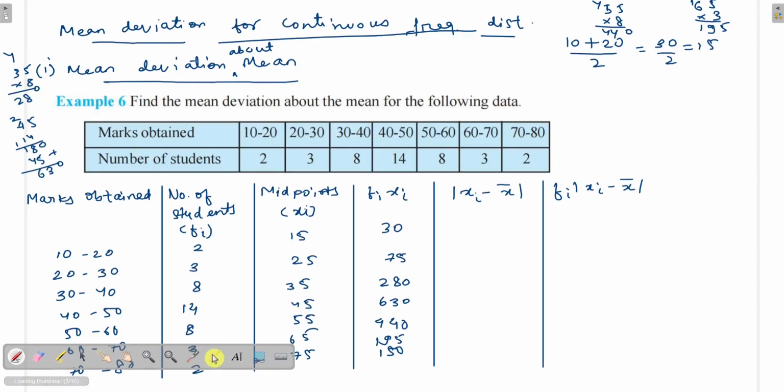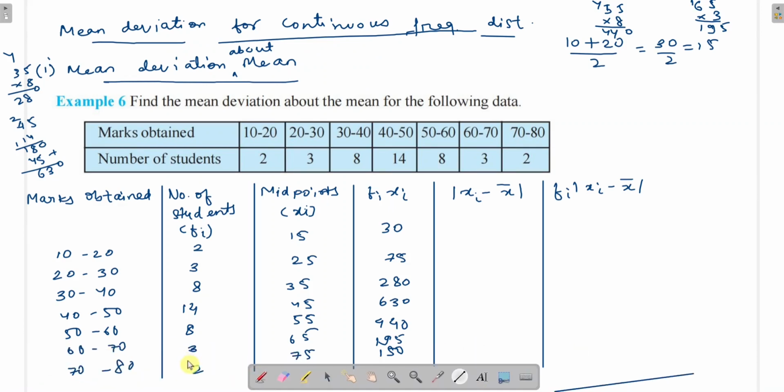So the total of fi, let us see here: it is 2 plus 3 is 5, 5 plus 8 is 13, 13 plus 14 is 27, 27 plus 8 is 35, 35 plus 3 is 38, 38 plus 2 is 40. So the sum is 40 here. And this sum, if we calculate fi xi, let us see.